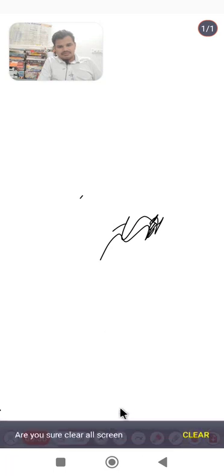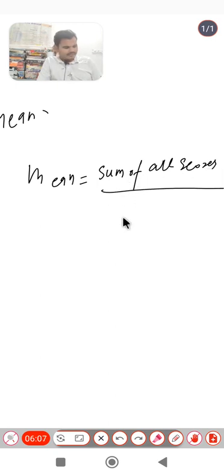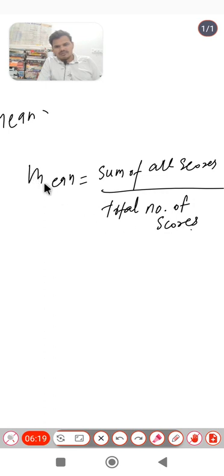First of all, we clear the screen. Now, if you want to calculate the mean of the statistical data, it is the sum of all scores upon the total number of scores, by which we can calculate the mean.